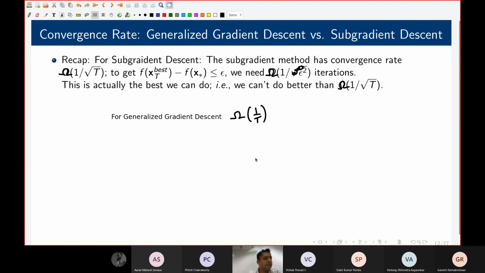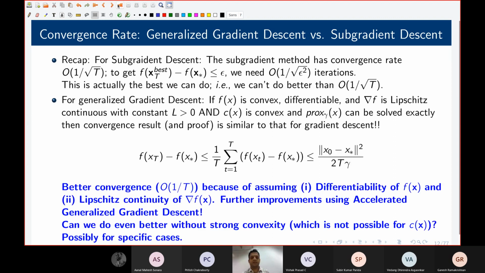Okay, so where are we getting the gains from? What's really benefiting us? The fact that we are taking the full gradient step, right? Okay, so this is really good news for us in some sense. So these are the reasons for better convergence: assuming differentiability of f(x) and Lipschitz continuity of the gradient, which we could not do again in subgradient descent. So that's also an advantage.